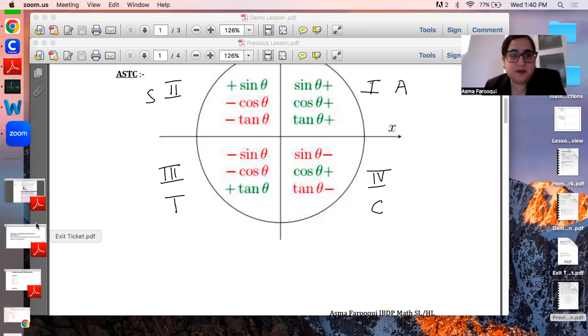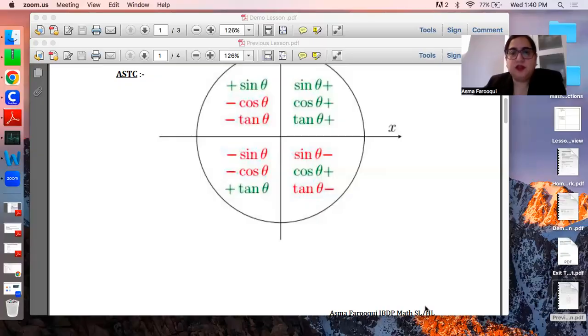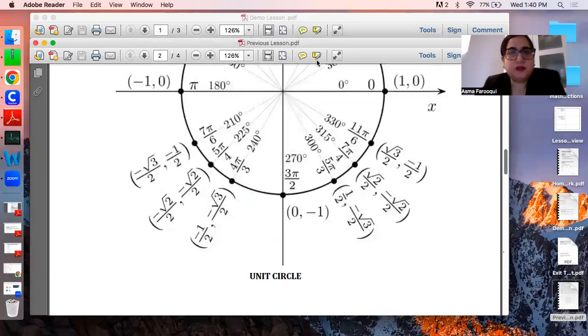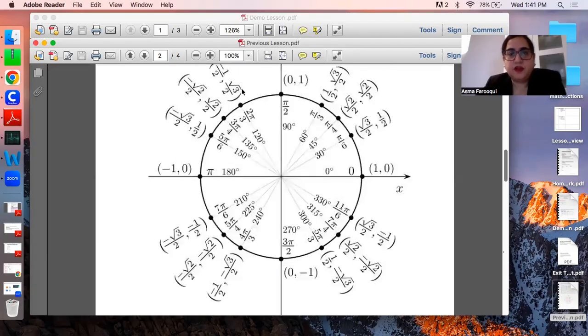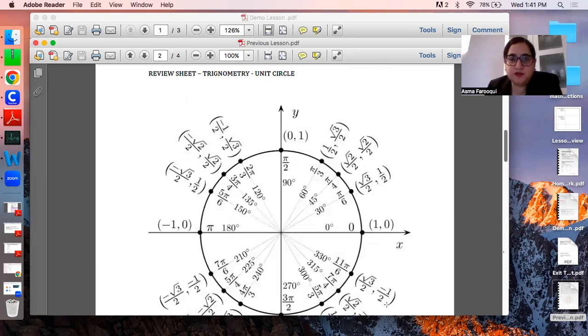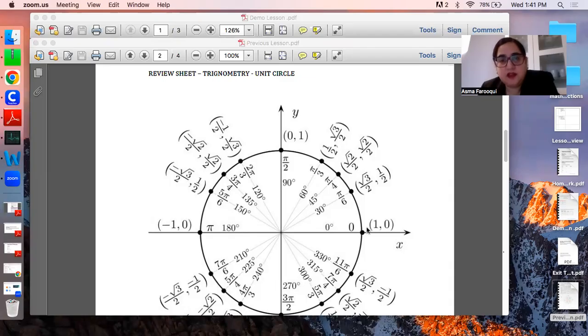And then let's move on to the next figure. This shows you the unit circle. Okay, here is the unit circle. If you see, these are all the values. And this was also the homework which I gave students the previous day. They had to draw the unit circle.